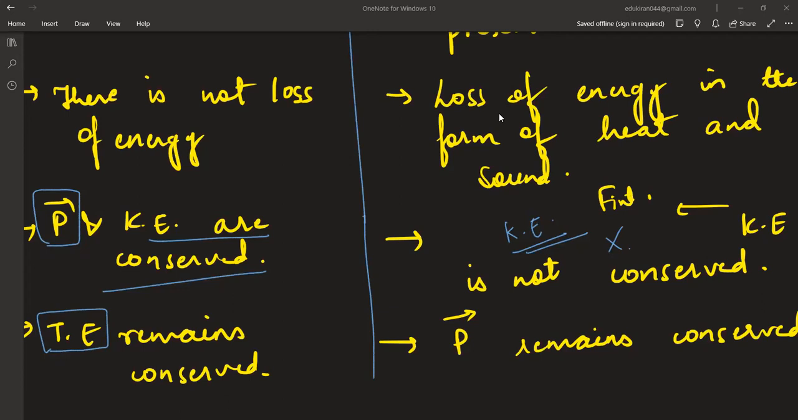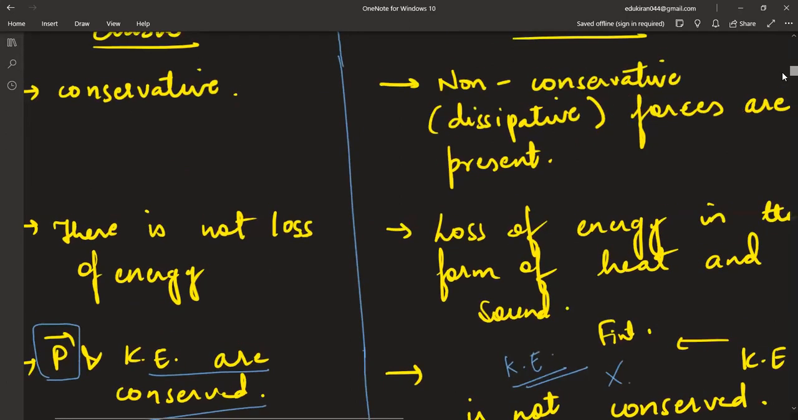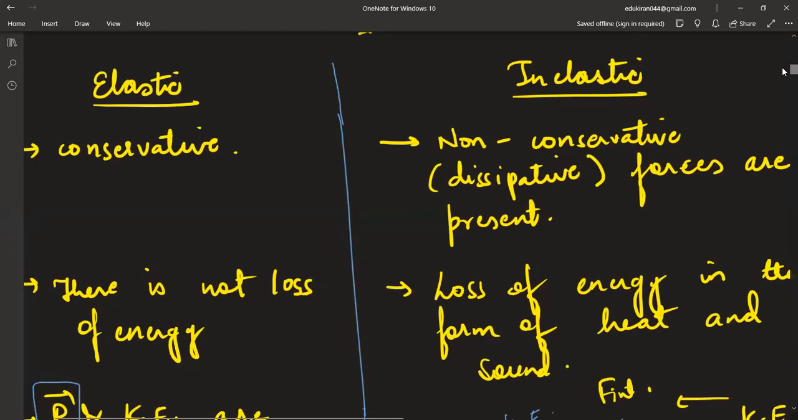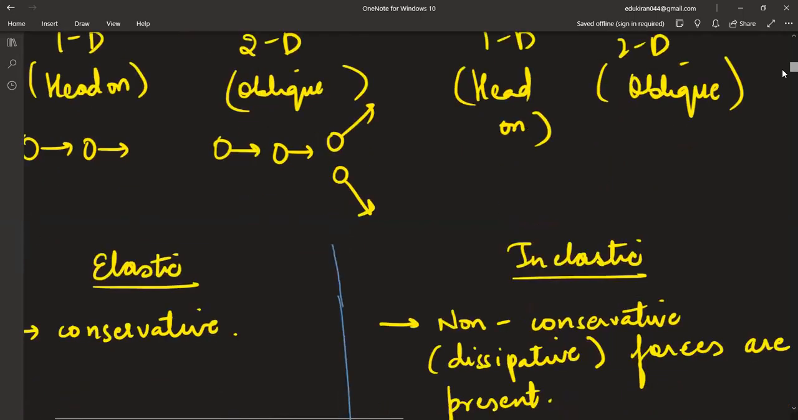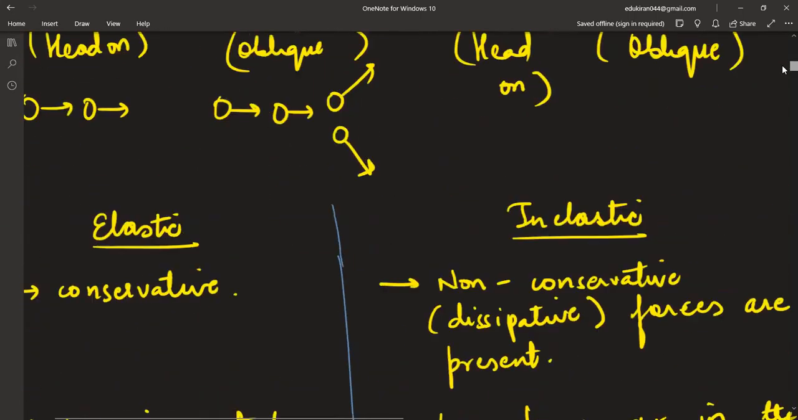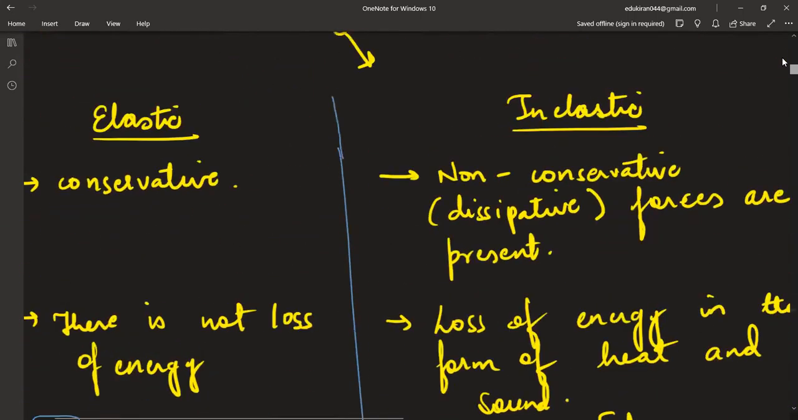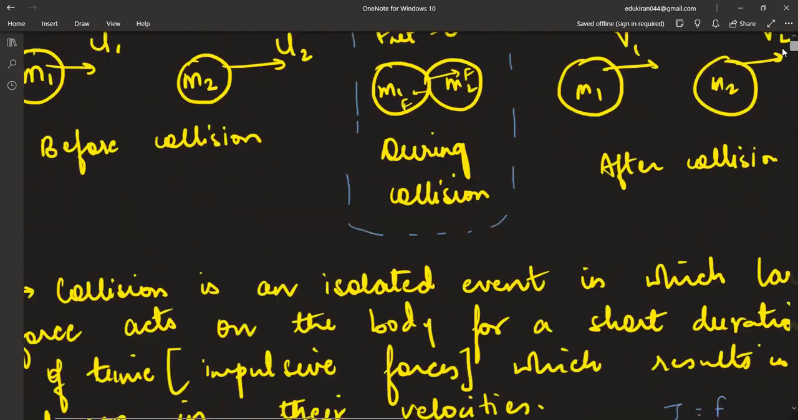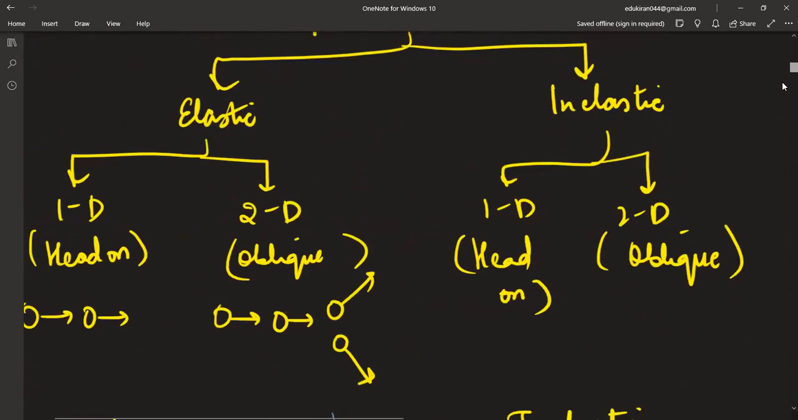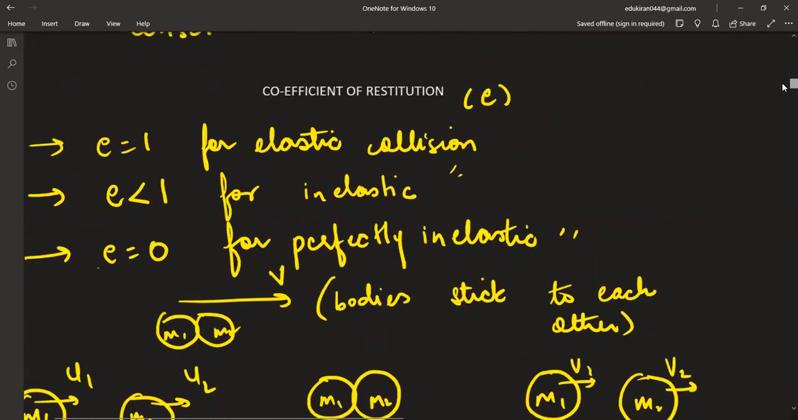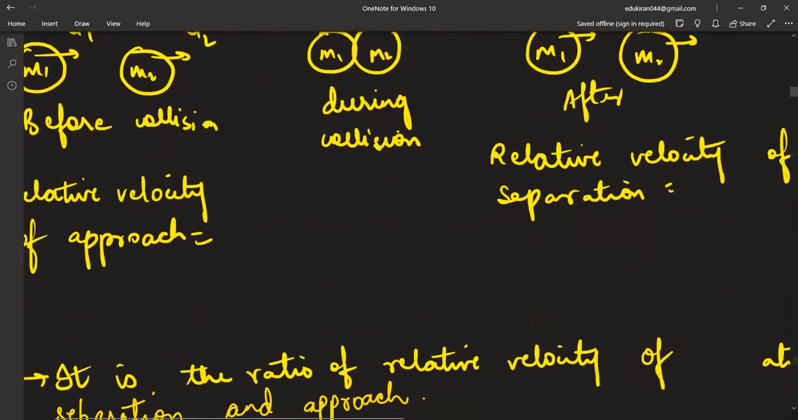Let's move further then. These were the basic differences, elastic and inelastic. Now, this table can come to you in the exam. You have the points written. Usually no definition is asked for collision, but coefficient of restitution is asked. See what is meant by coefficient of restitution. First, understand this.